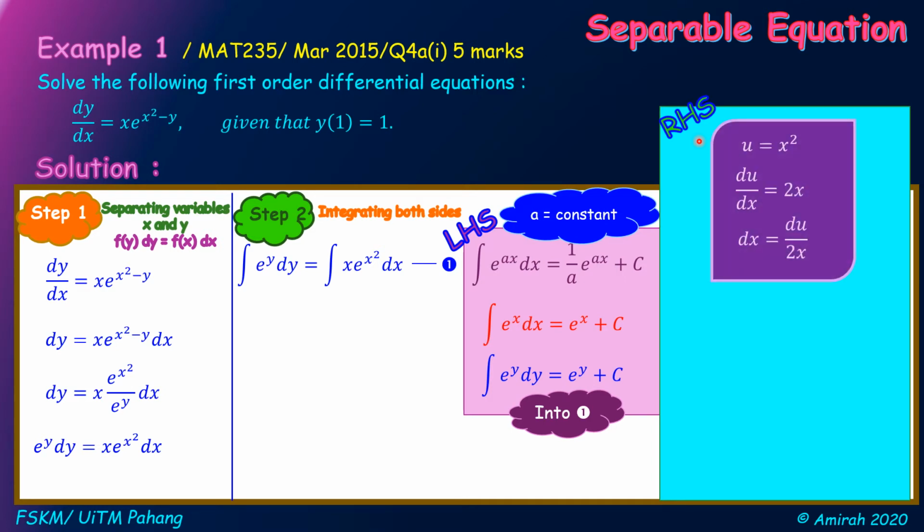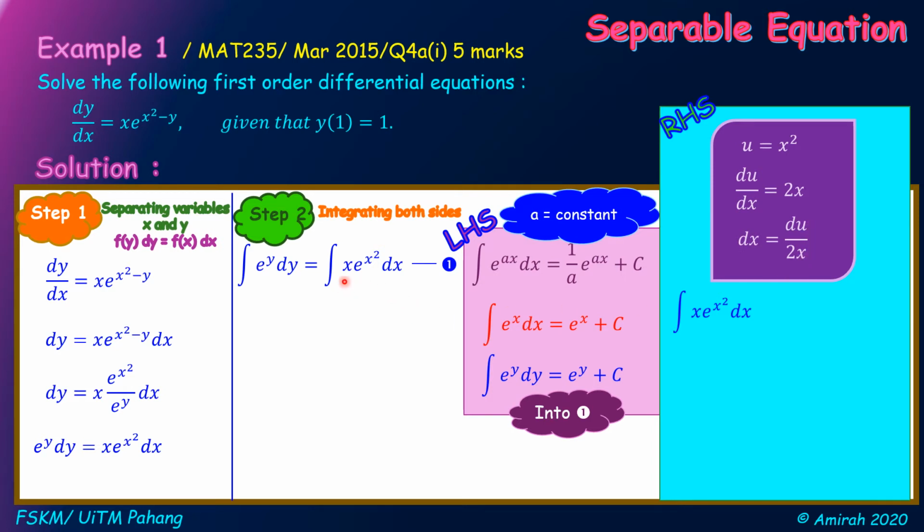Okay. When we use u substitution, our u equals x squared. And after we use u substitution, we need to differentiate. So du over dx equals 2x. And we need to write dx as the subject. So we have dx equals du over 2x.